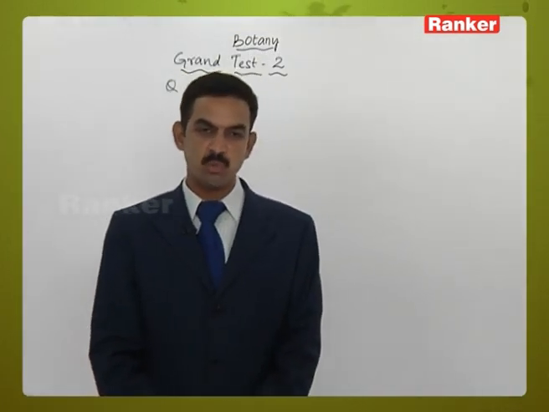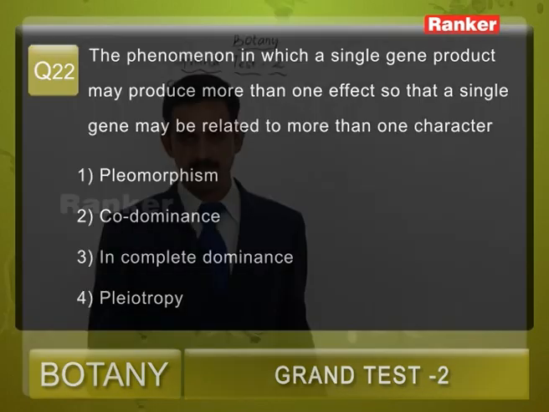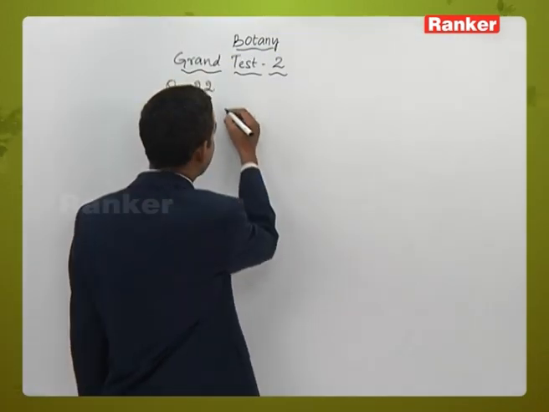Question number 22: the phenomenon in which a single gene product may produce more than one effect, so that a single gene may be related to more than one character. Options: 1, pleomorphism; 2, codominance; 3, incomplete dominance; and 4, pleiotropy. Okay, let us see the 4 options that are given here.